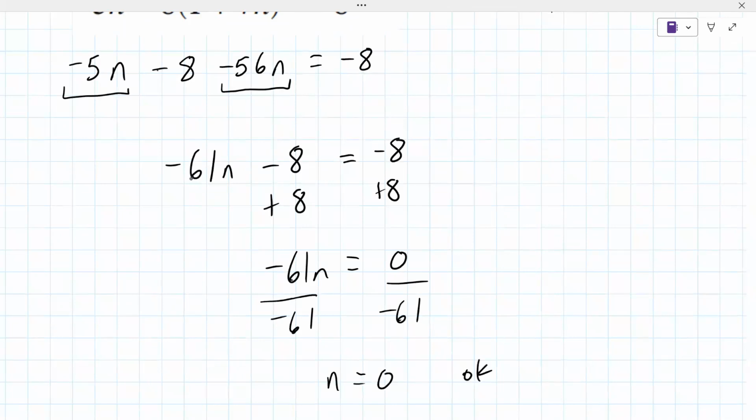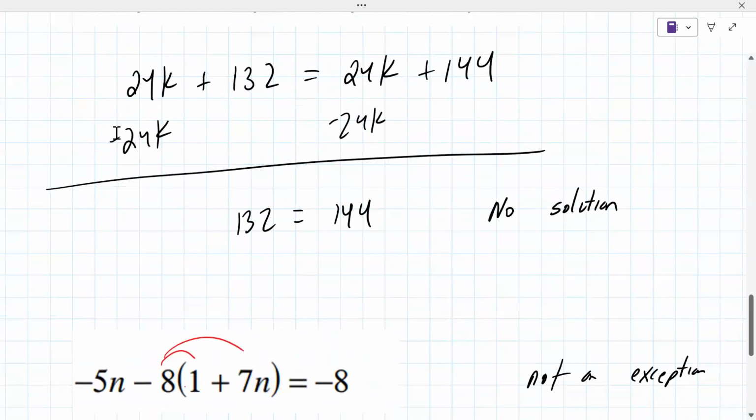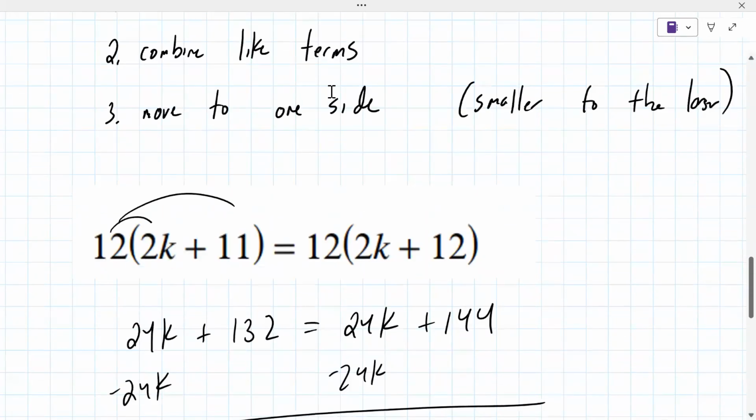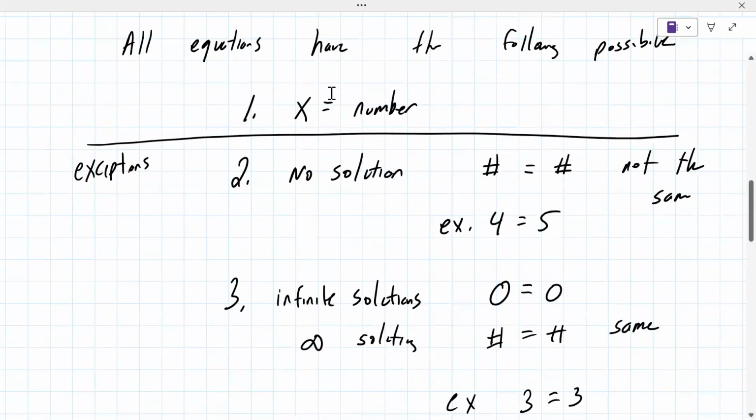And this is okay. This is not the same. If the variable is left over, that's okay. The issue is when the variable goes away, that's when you have a problem. So if you're taking notes, the exceptions are when the variable goes away. That's what you're looking for.